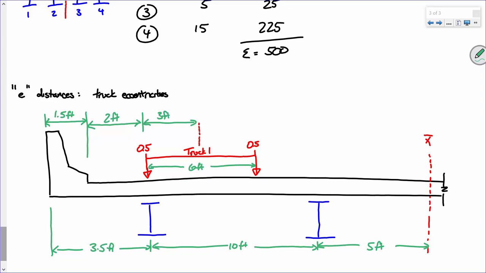My question to you is this. How far is it from the centroid of that truck to the centroid of the whole thing? What is this dimension? Say it again? 12 feet. Exactly. This dimension is that first eccentricity.